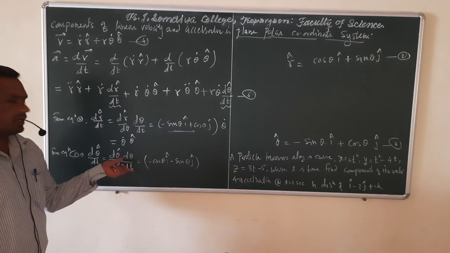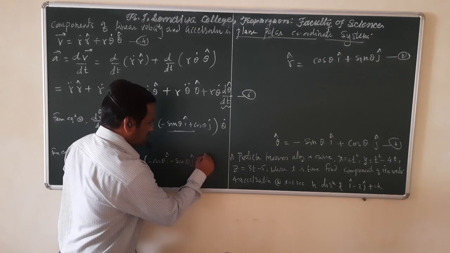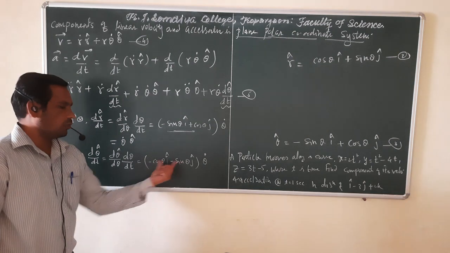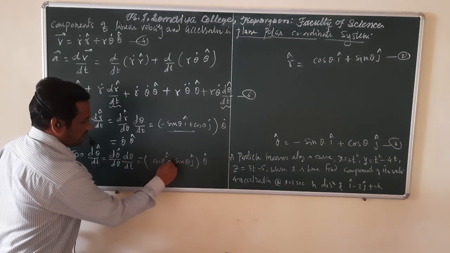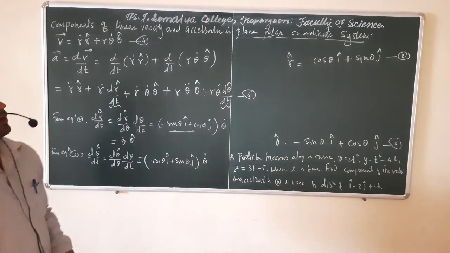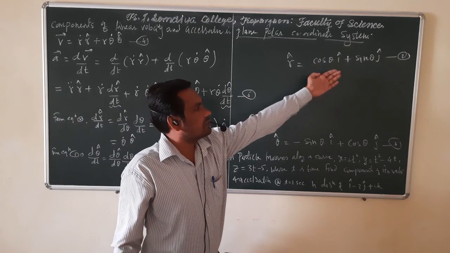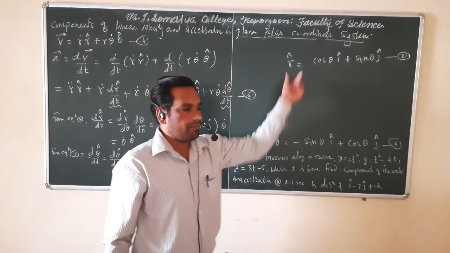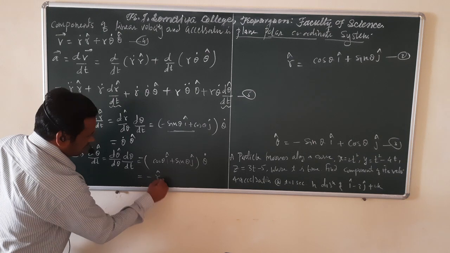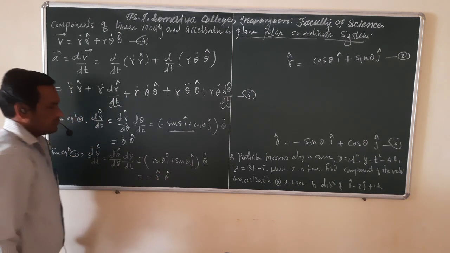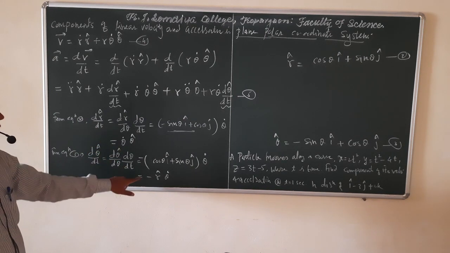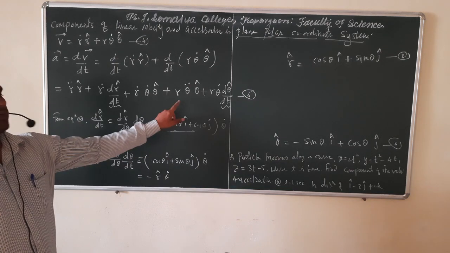And if you take the derivative of theta with respect to time, this is nothing but theta dot. If you take the minus sign common from both these terms, we can write this as cos theta i cap plus sin theta j cap. But from equation 3, cos theta i cap plus sin theta j cap is nothing but r cap. So the derivative of theta cap with respect to time is nothing but minus r cap into theta dot. Use these two terms, the derivative of r cap with respect to time and the derivative of theta cap with respect to time, in equation number 5.